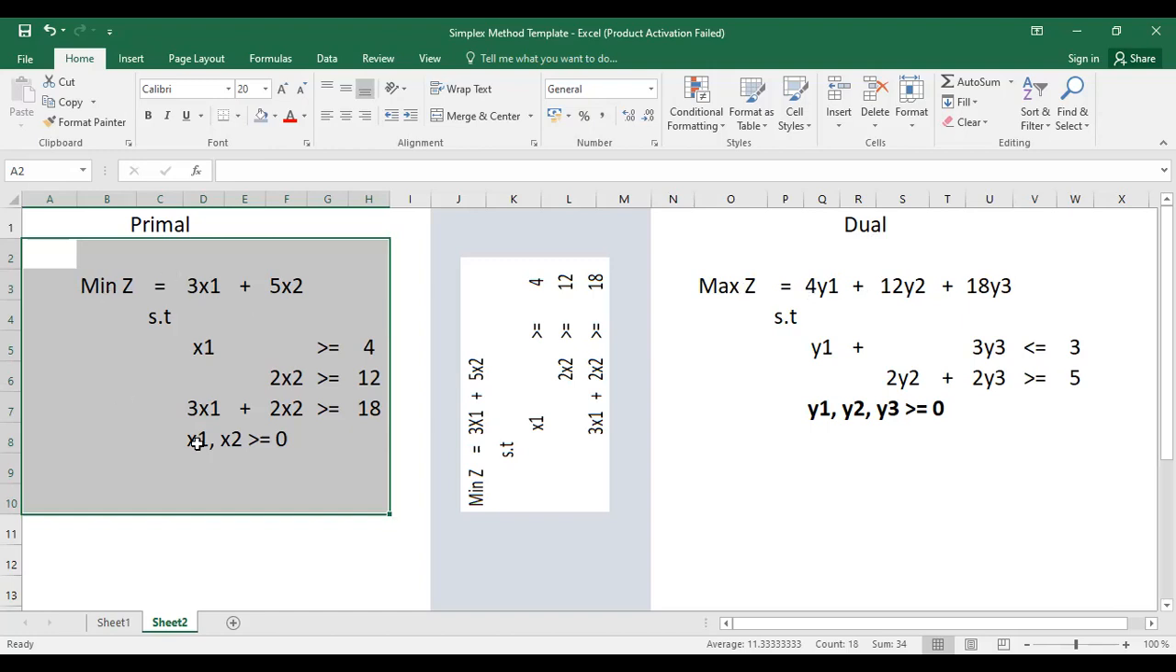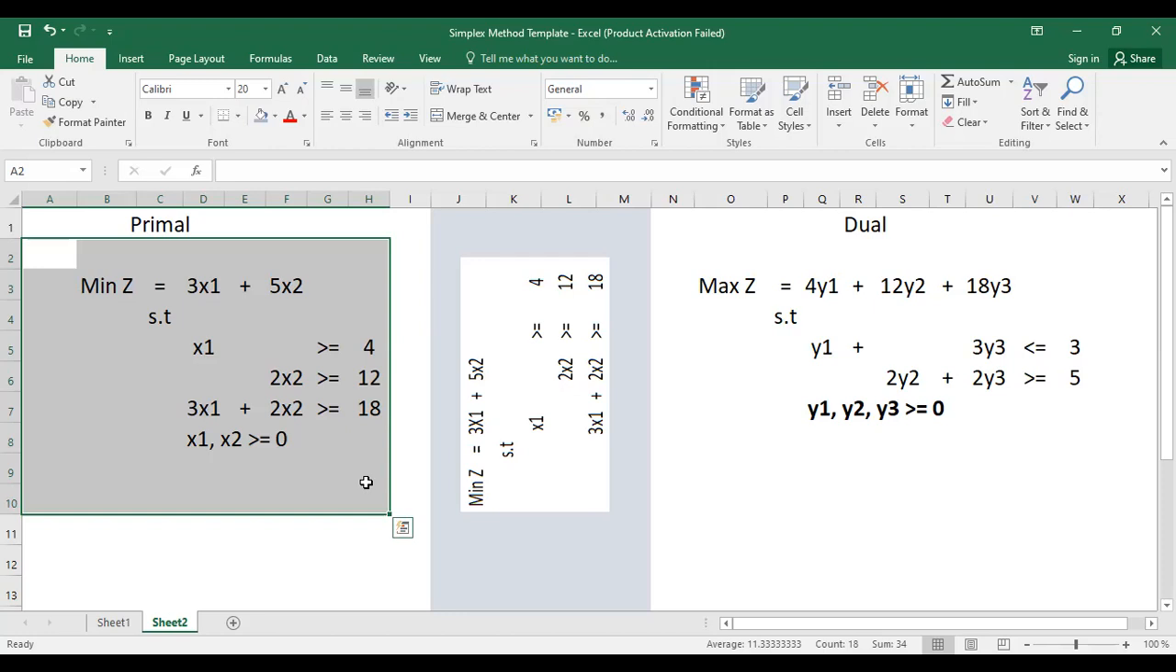If you look at this problem, you realize that we have 3x1 plus 5x2. Look at the position of the values. And then we have the constraints. x1 is greater or equal to 4. 2x2 is greater or equal to 12. 3x1 plus 2x2 is greater or equal to 18. Now, if you're asked to change it to the dual, the objective function coefficients change positions with the right-hand side of the constraints. That is the first thing that changes.